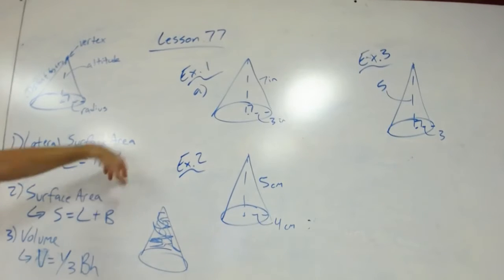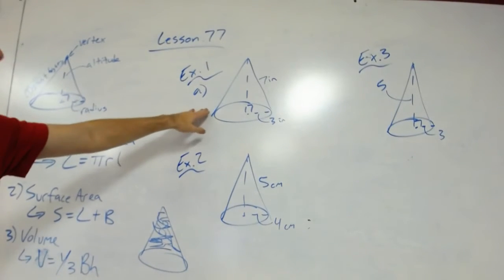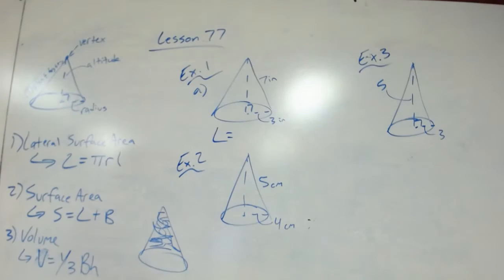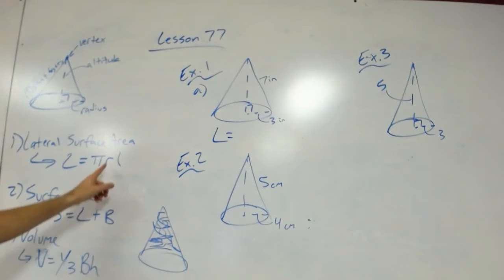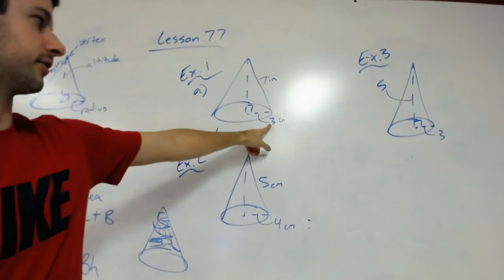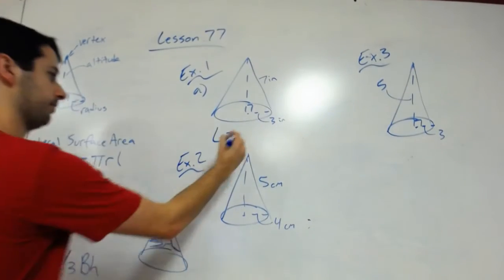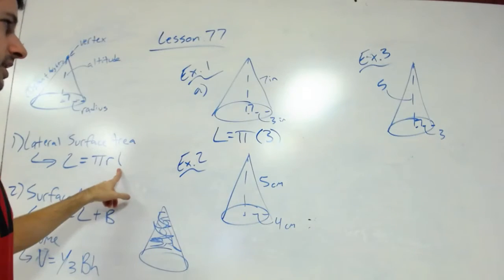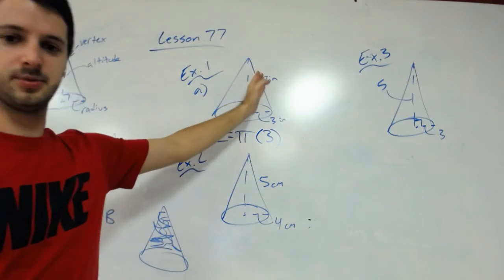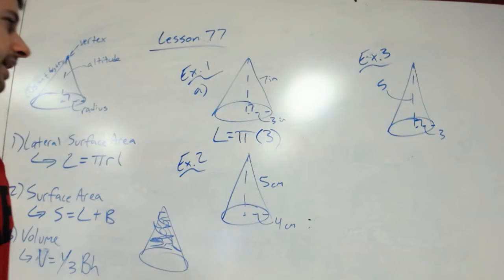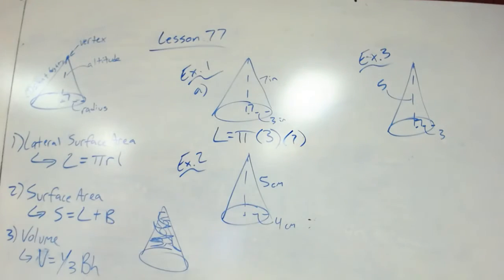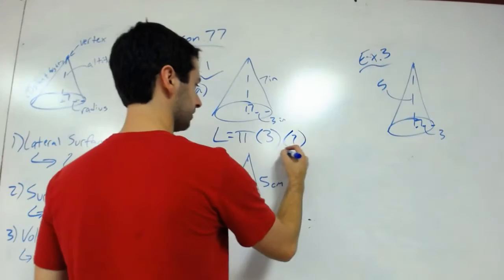In example 1, it wants us to find the lateral surface area of this cone. So we simply plug in what we have. Our radius is 3, so we plug in pi times 3. Our slant height, keeping it easy right now, is 7. Plug that in, then multiply and solve. 3 times 7 is 21, so we got 21 pi.